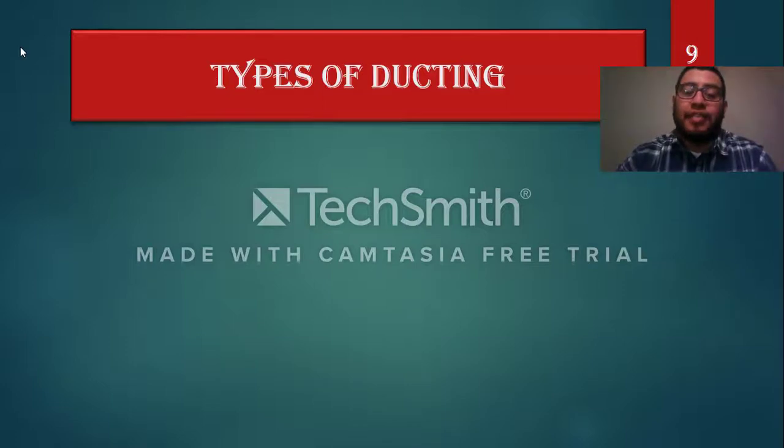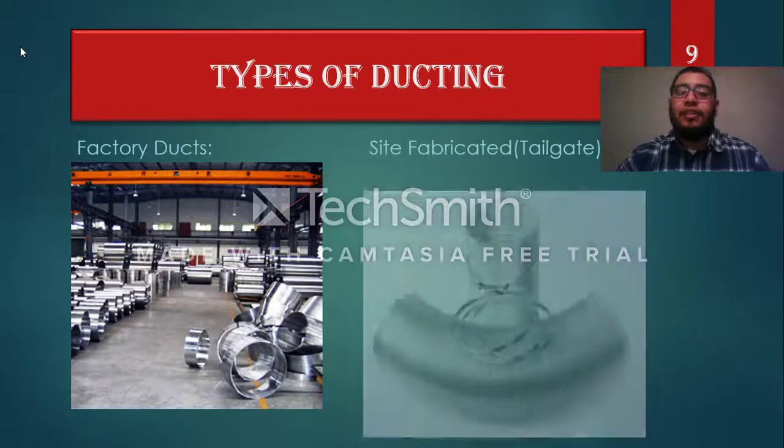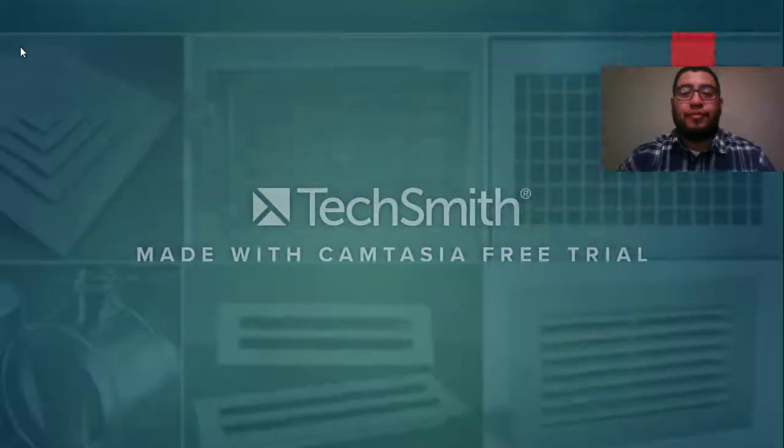Next, you have the types of duct. You have factory ducts, which are pre-manufactured duct systems, and then you have your site fabricated, or as I was taught, tailgate, and that's where you customize per the customer's home, and you develop a new way to build airflow.